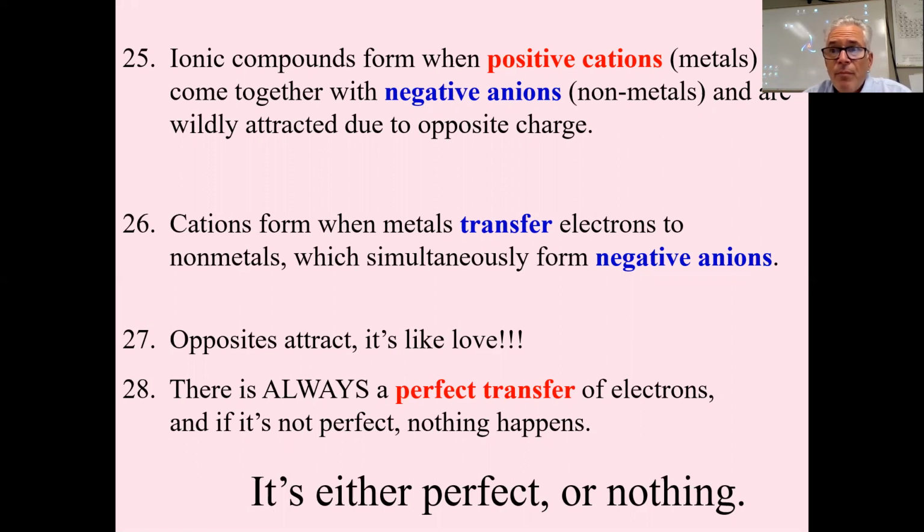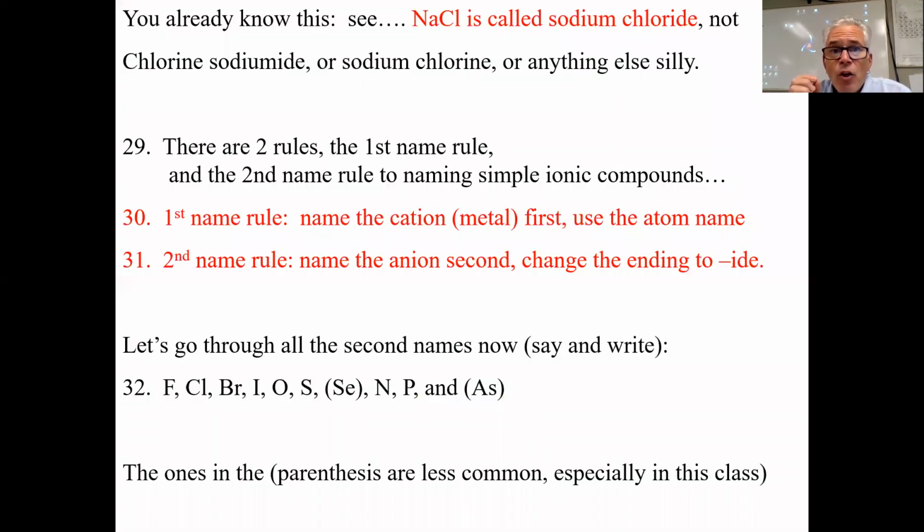Perfect. So if a metal loses one electron, it only has one electron to give. If the nonmetal says, hey, I need 2 electrons in order to form into an ion, I need to get 2 more electrons, well, then it's not going to work, okay? It's either perfect or nothing happens. Now, you already know this. You already know some chemistry and some of the rules.